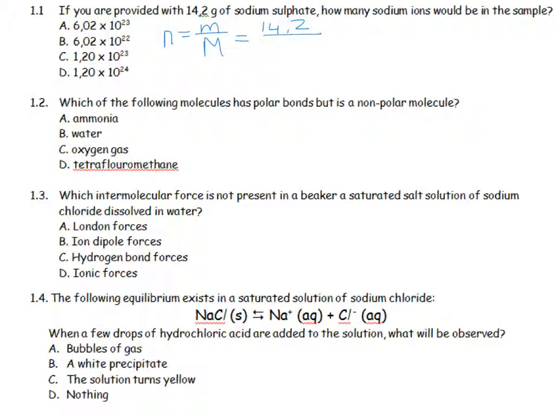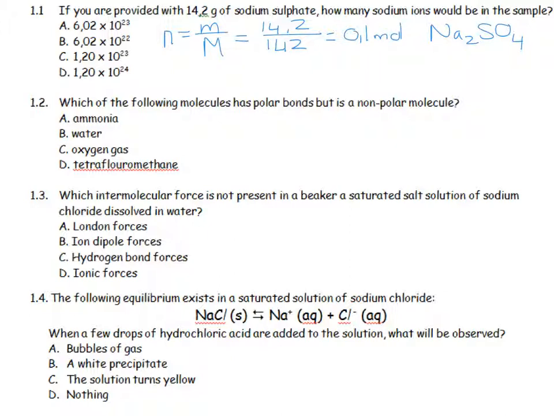And when we work out the molar mass of sodium sulfate, and PS, sodium sulfate is Na2SO4, because sodium has a valency of 1 and sulfate has a valency of 2. And the molar mass turns out to be 142. And then that is equal to 0,1 moles.